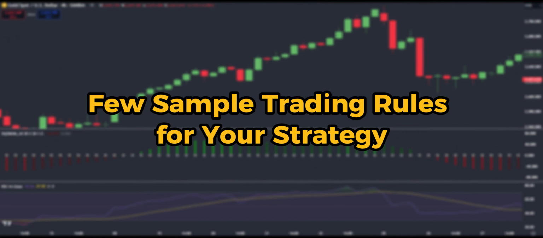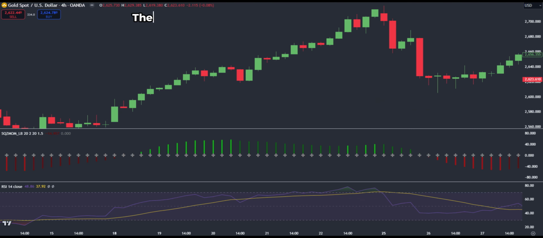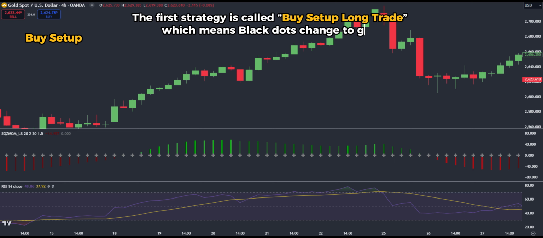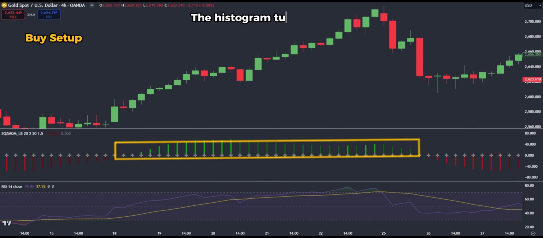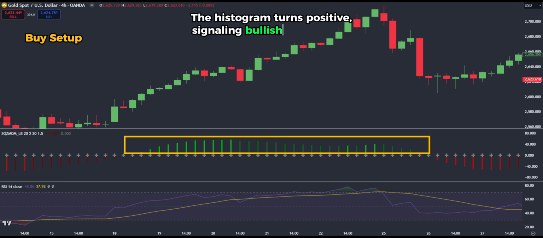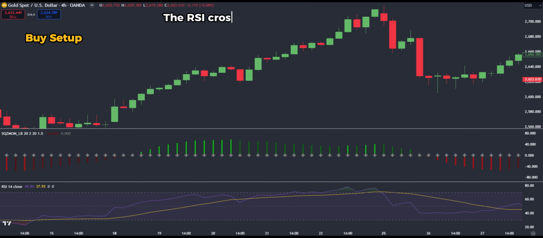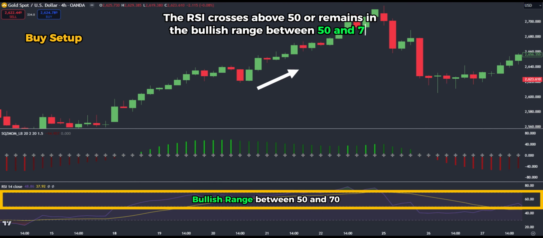Here are a few sample trading rules for your strategy. The first strategy is called buy setup, long trade, which means black dots change to gray, indicating that the squeeze has fired. The histogram turns positive, signaling bullish momentum. The RSI crosses above 50 or remains in the bullish range between 50 and 70.